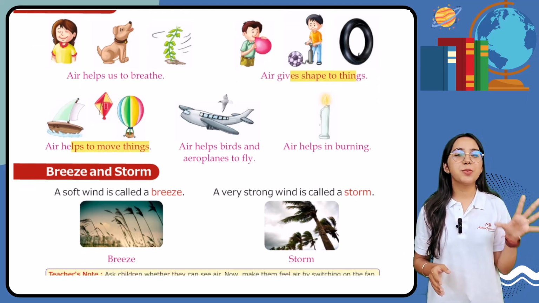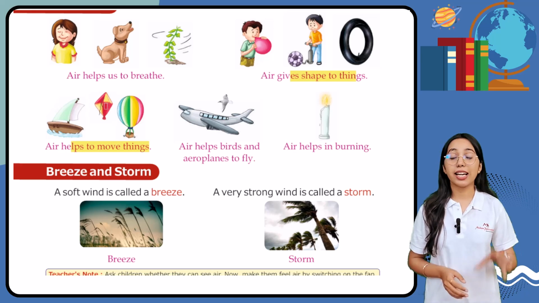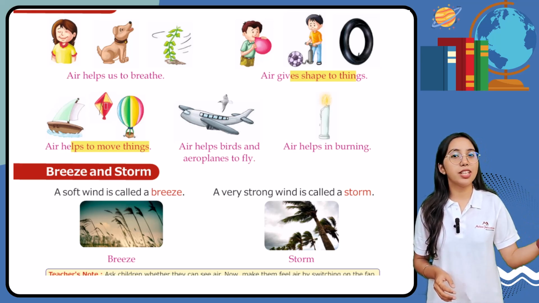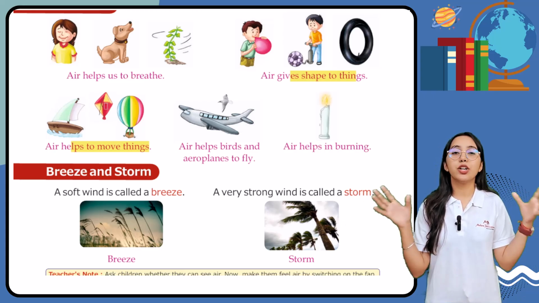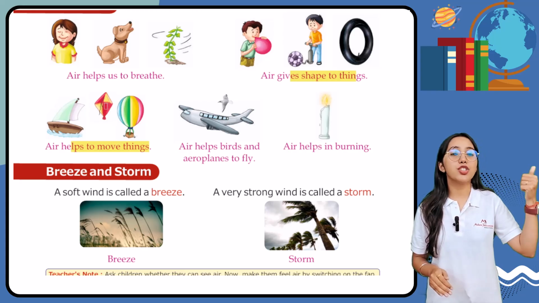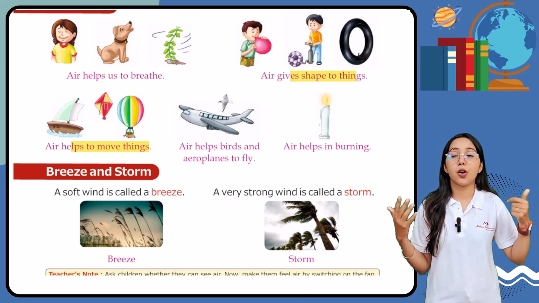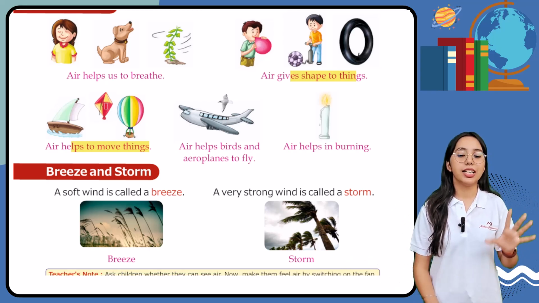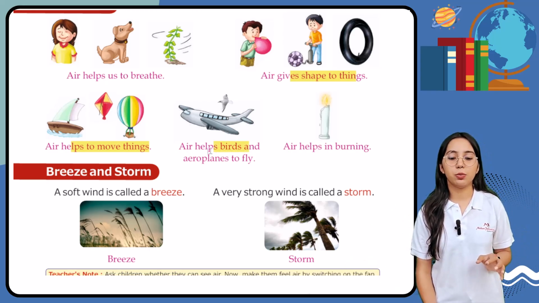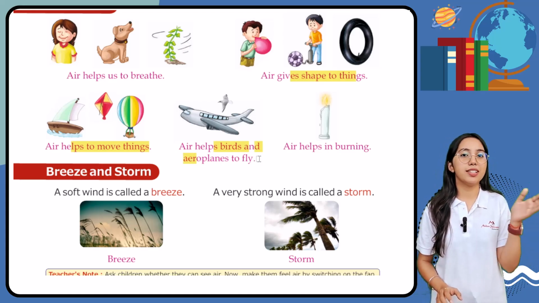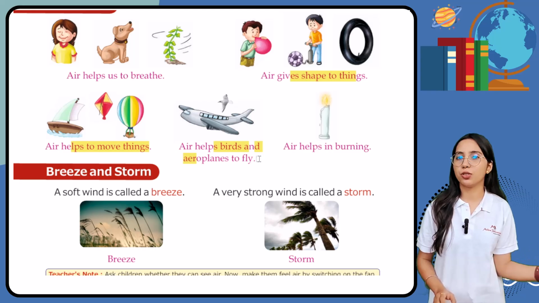Now next we have air helps to move things. So students, you must have seen kite flying, right? And do you know how a kite flies? Kite flies because of the help of air only. So if there would be no air, there would be no kite flying. Even our ships will also not sail. Our hot air balloon will also not rise if there won't be any air. Then air helps birds and aeroplanes to fly. So just like air is helping kite to fly, air is helping birds and aeroplanes also to fly.